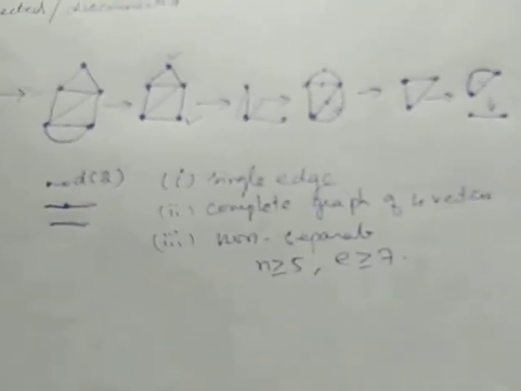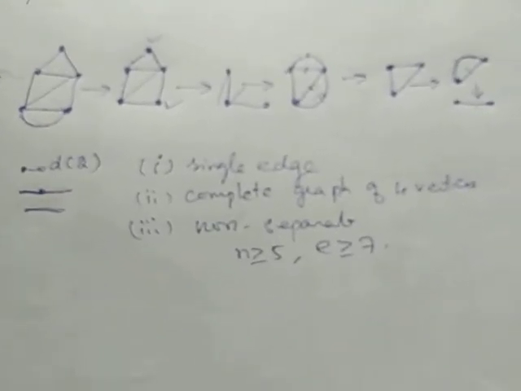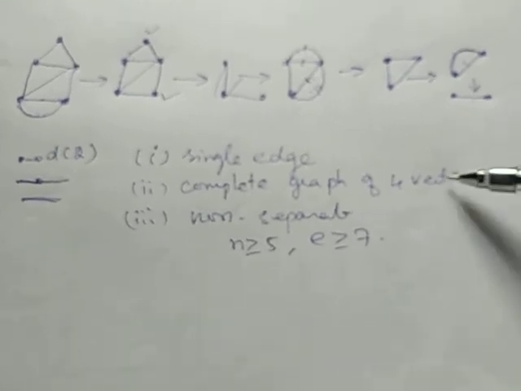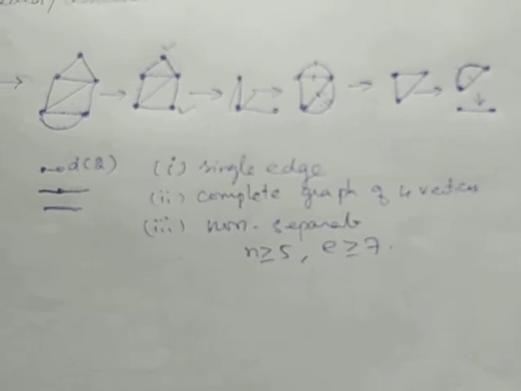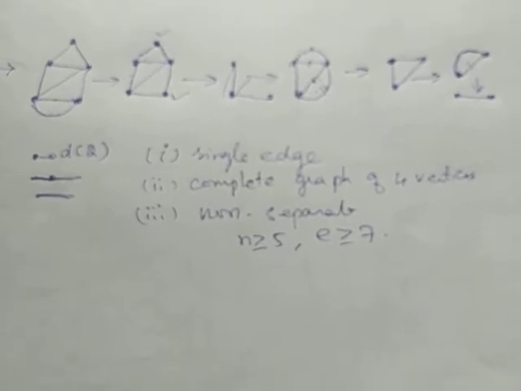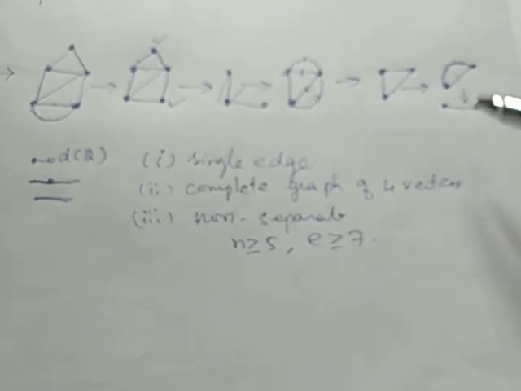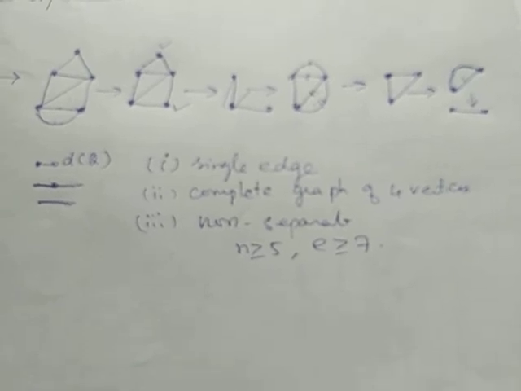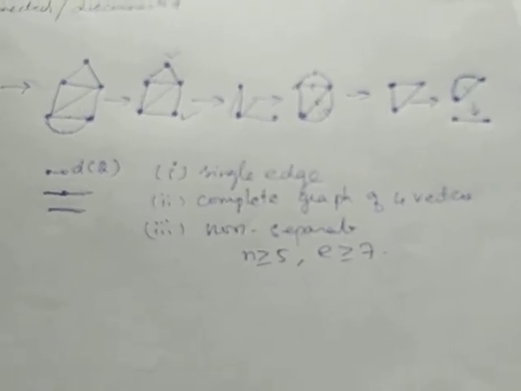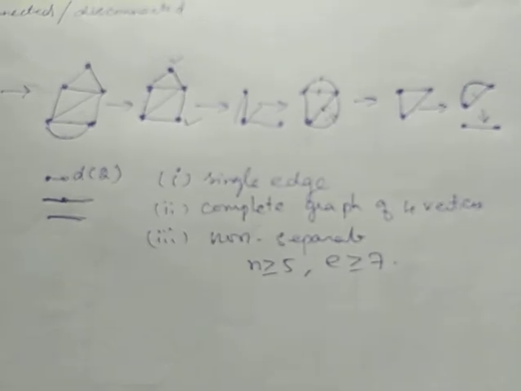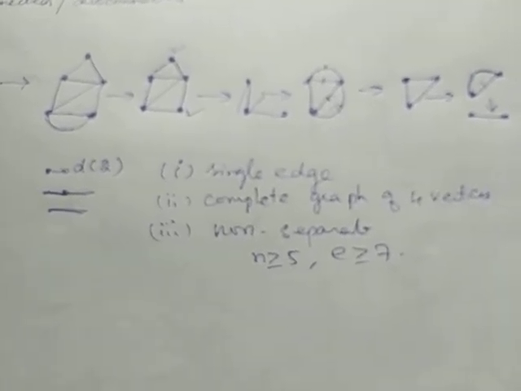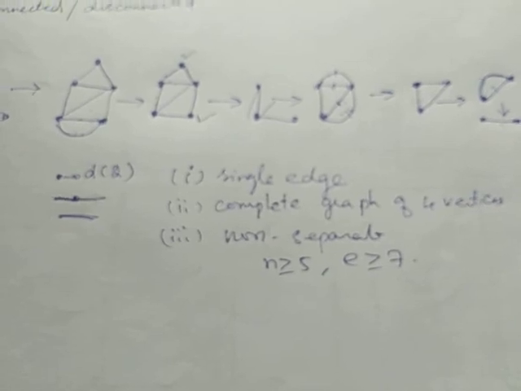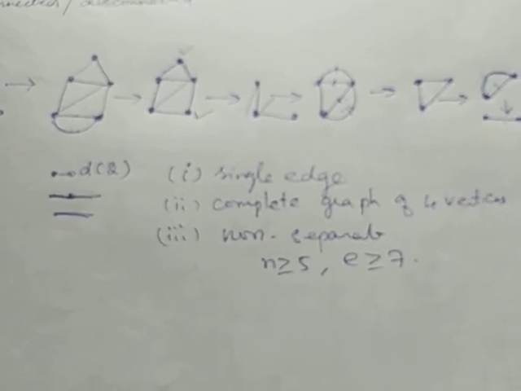So, depending on whether we are left with a single edge, a complete graph of 4 vertices, or a non-separable graph, we can conclude whether the graph is planar or non-planar. If we are left with a single edge or a complete graph of 4 vertices, then the graph is planar. In the other case, check whether K5 or K3,3 is a subgraph or subdivision of the given graph.